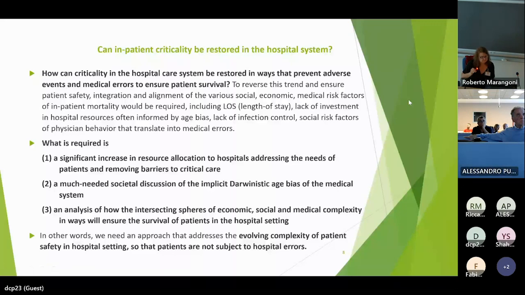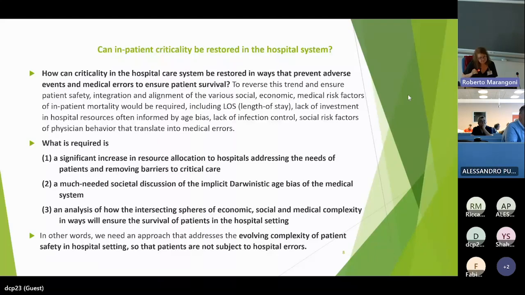In summary, the question is, how can criticality in the hospital care system be restored in ways that prevent adverse events and medical errors to ensure patient survival? It's clear that in order to restore a system of criticality, integration and alignment of the various social, economic, and medical factors, and I would add, of course, the factor of spirituality, of inpatient mortality would be required, including length of stay, the issue of investment in hospital resources, addressing head-on the question of age bias, the lack of infection control, which is an issue of national priority or not, and a lot of the public may not be informed about it, and the social risk factors of physician behavior that translate into medical errors.